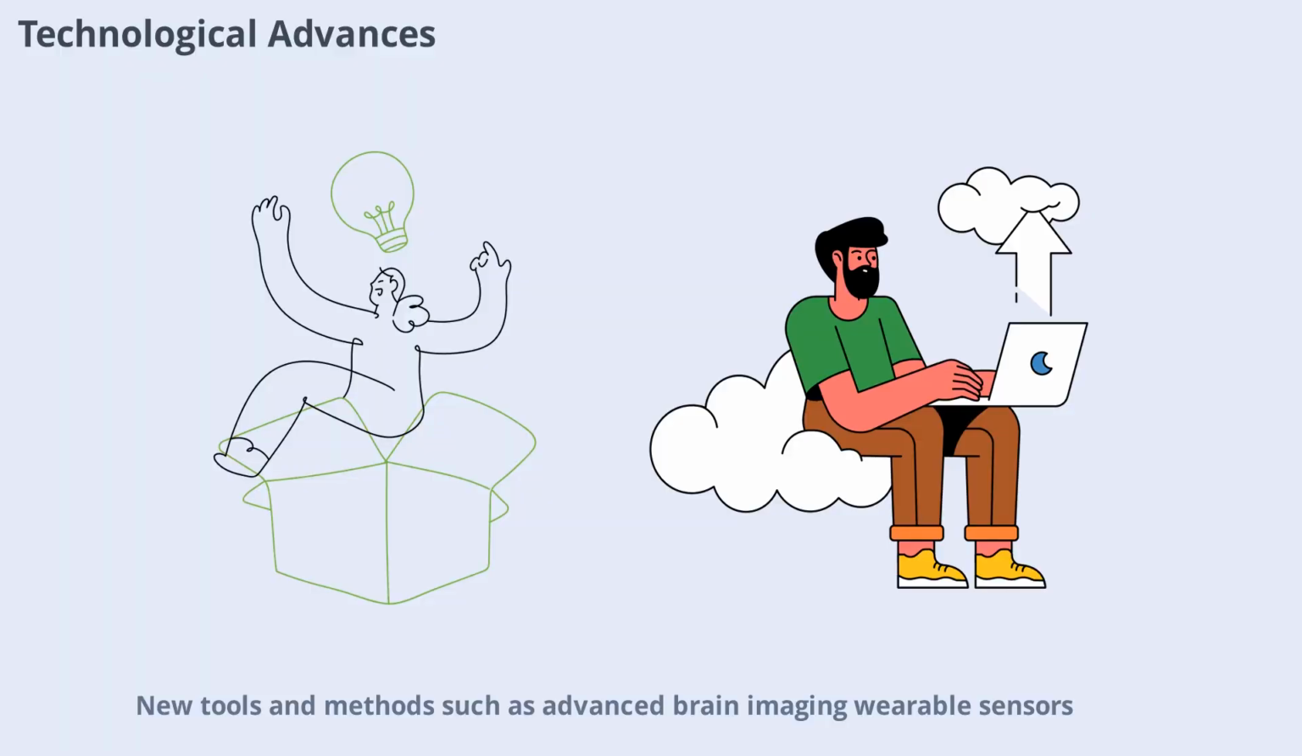Technological advances are constantly shaping biopsychology research. New tools and methods, such as advanced brain imaging, wearable sensors, and artificial intelligence, are expanding what scientists can study. These innovations allow for more precise measurements, real-time data collection, and deeper insights into brain function. Staying up to date with technology is essential for researchers aiming to push the boundaries of knowledge.